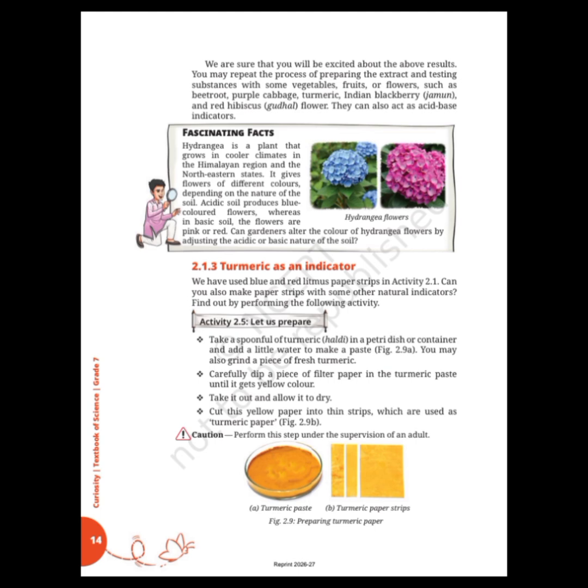2.1.3 Turmeric as an indicator. We have used blue and red litmus paper strips in Activity 2.1. Can you also make paper strips with some other natural indicators? Find out by performing the following activity.